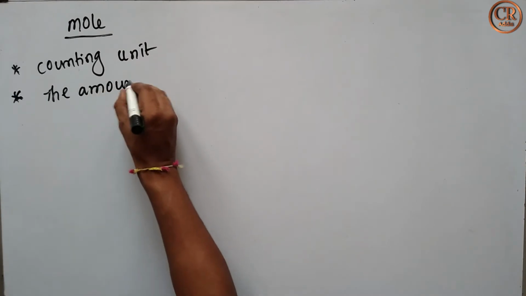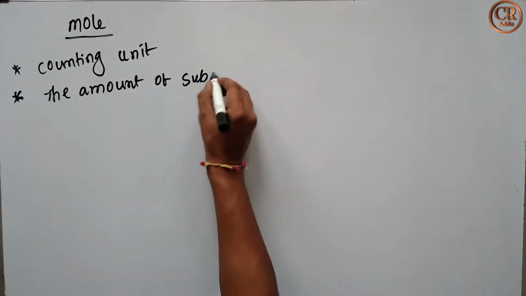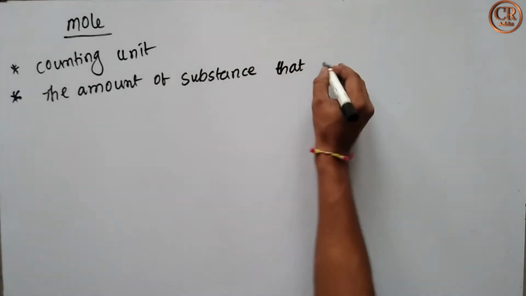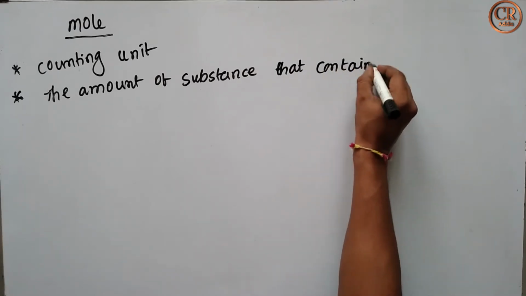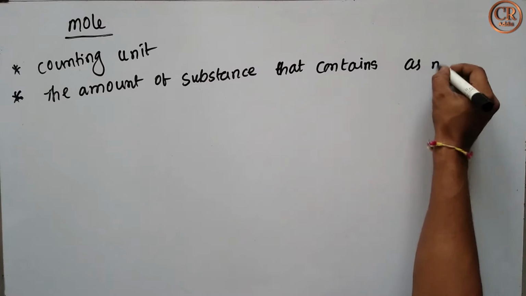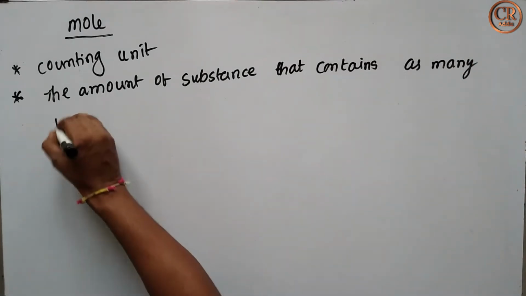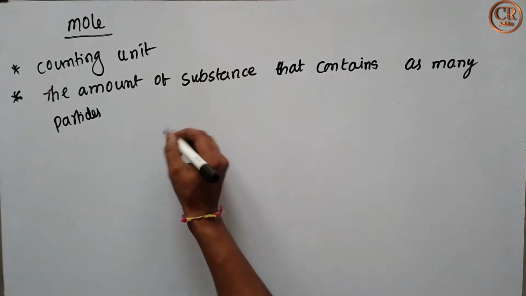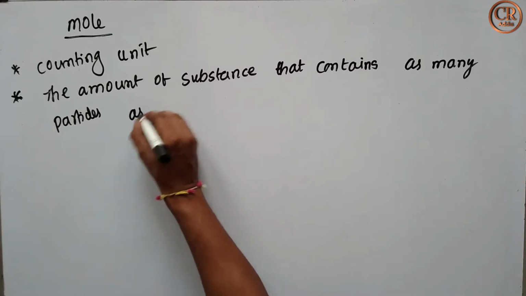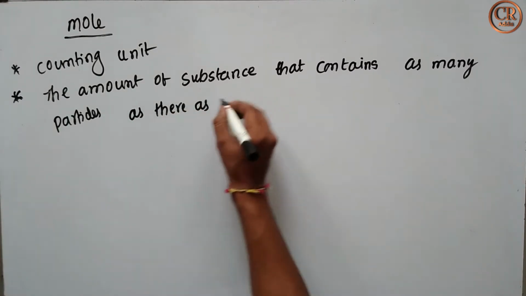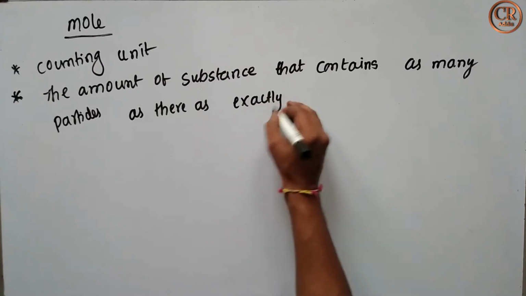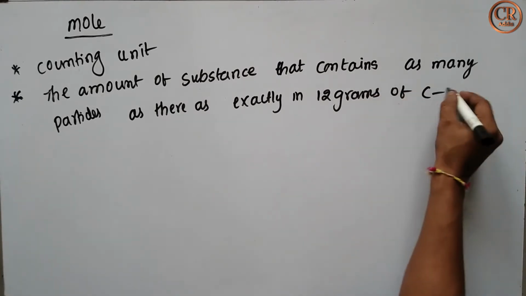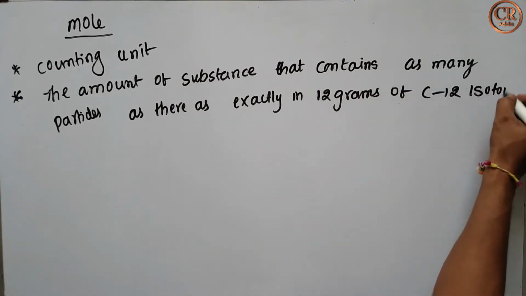Mole is the amount of substance that contains as many particles as there are exactly in 12 grams of C12 isotope.